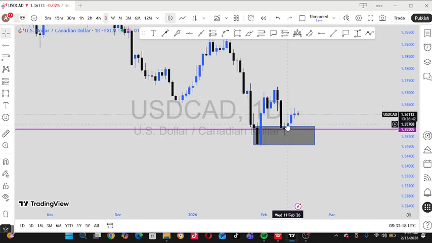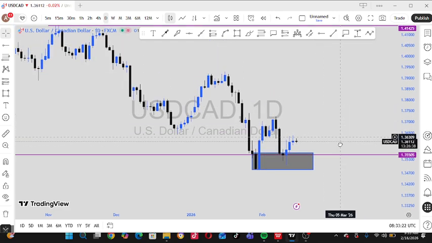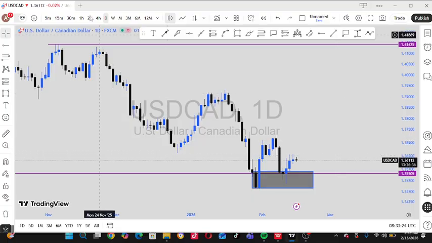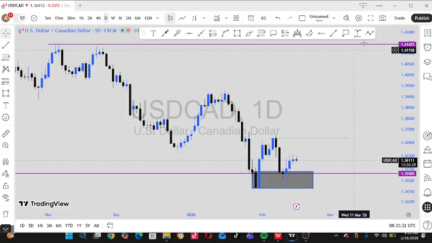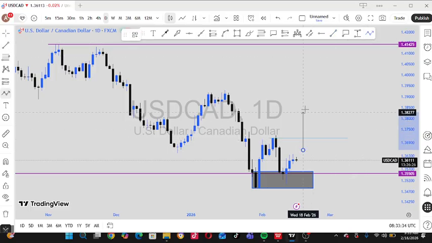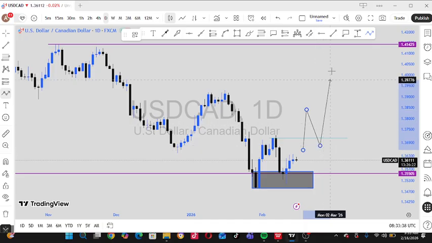Some people have entered the market from here, but if you have not entered the market yet, you still have more opportunity. On this daily time frame as a swing trader, we wait for the market to close above this level, and you do something like this. Come back to this breaker block, then you buy.